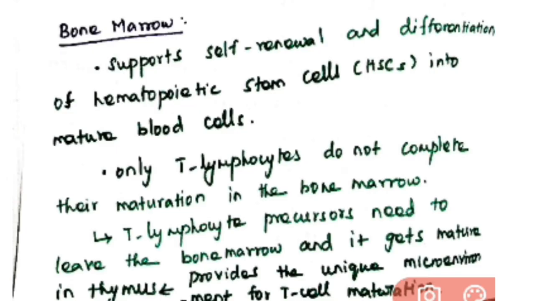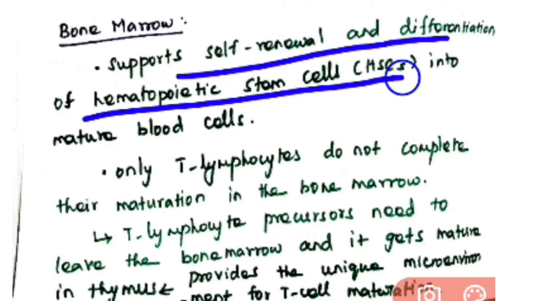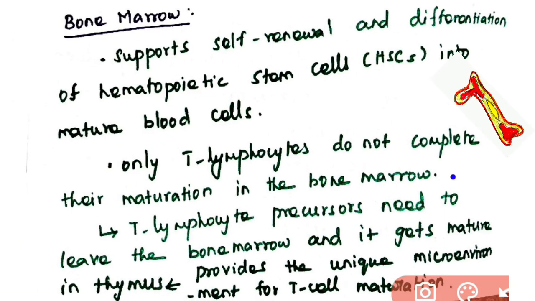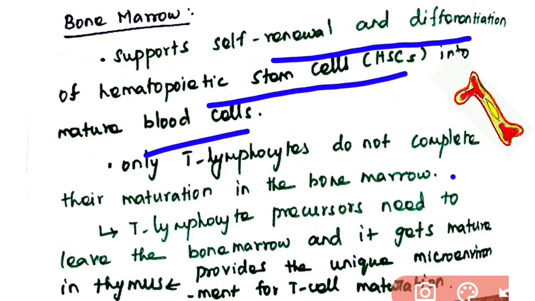The main function of bone marrow is to support self-renewal and differentiation of hematopoietic stem cells into mature blood cells. These mature blood cells include red blood cells, white blood cells and platelets. This process of hematopoiesis takes place in bone marrow, which I have explained in detail in my first video, cells of the immune system. Bone marrow supports self-renewal and differentiation of hematopoietic stem cells into mature blood cells.